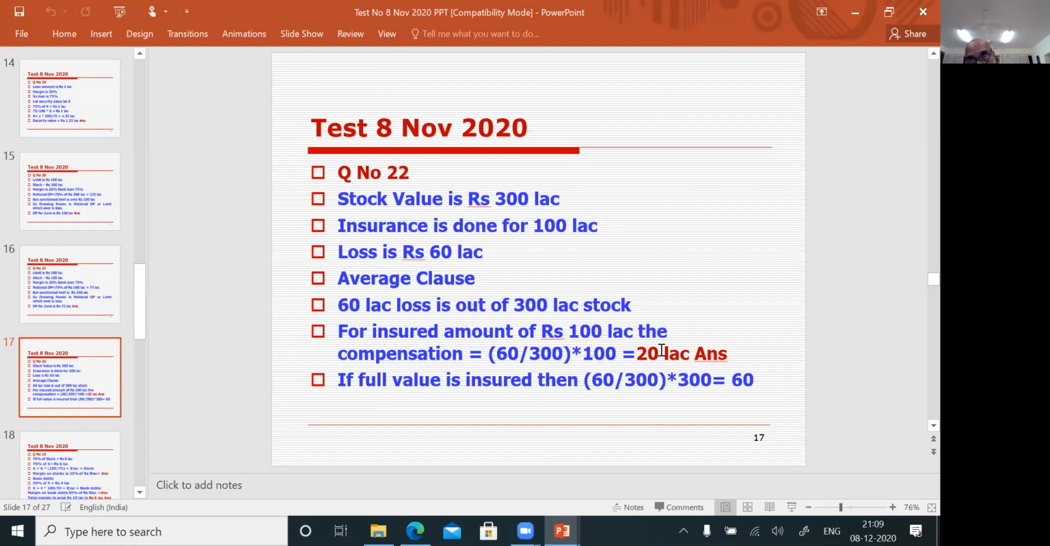So what I am telling is, the stock value is 300, the limit is only 100, and you have insured only for 100. Even though the loss is less than the insured amount, the bank will not get the full insurance amount. You will get only proportionately. How will the insurance company calculate? They will put the loss in the numerator, and in the denominator the stock value for that month, and multiply with the insured amount. 60 by 300 into 100, you will get only 20 lakhs. Had you insured for the entire 300, 60 divided by 300 into 300, you would get the entire 60 lakhs.